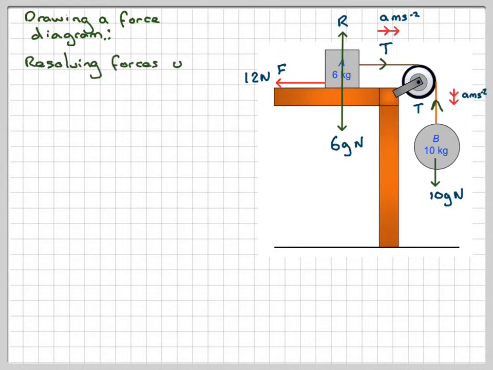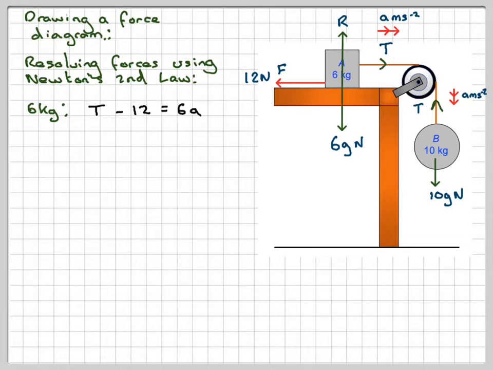So resolving forces using Newton's second law, so using F is equal to ma. For the 6 kilogram mass, we've got T going in this direction, minus 12 is going to equal ma, which is 6 times a, which I don't know. And then for the 10 kilogram mass, we've got 10g newtons minus T is going to be equal to 10 times the acceleration. So we've got two equations here, so we'll label them 1 and 2, and we'll now solve those simultaneously. It's quite easy to do.